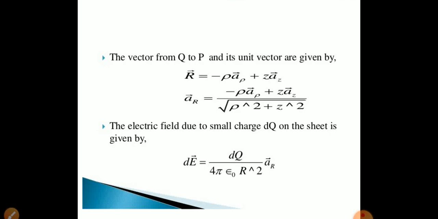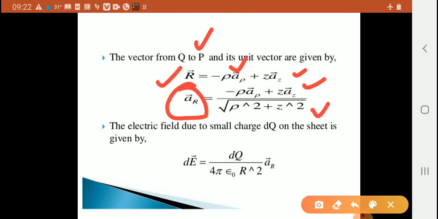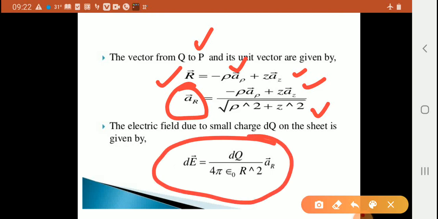The vector from Q to P and its unit vector are given by r equal to minus k rho a rho plus k z a z. So AR is the unit vector minus k rho a rho vector plus k z a z upon root of rho square plus k z square. The electrical field due to small charge dq on the sheet is given by dE equal to dq upon 4 pi epsilon 0 r square and unity vector of AR.